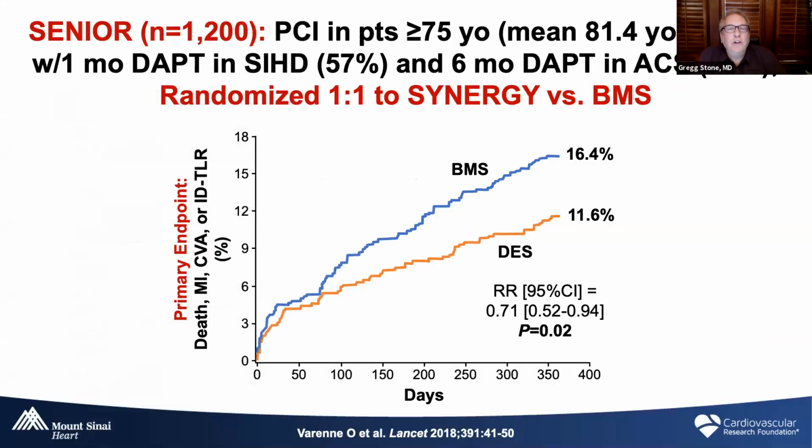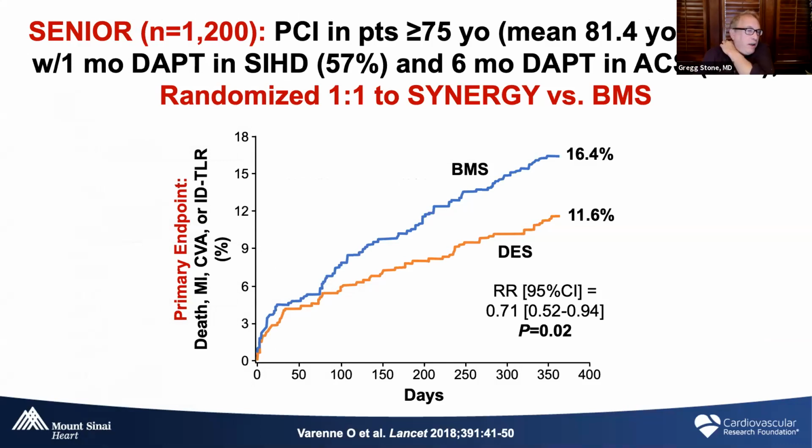So if we quickly look at the SENIOR trial, this was an investigator-sponsored study in 1,200 elderly patients. So that was the high bleeding risk factor that they studied. And these patients had to be greater than or equal to 75 years old. Mean age was 81 years old. And they used 1 month of DAPT in patients with stable ischemic heart disease, but 6 months of DAPT in patients with acute coronary syndromes. And they were randomized 1-to-1 to Synergy versus a bare metal stent.